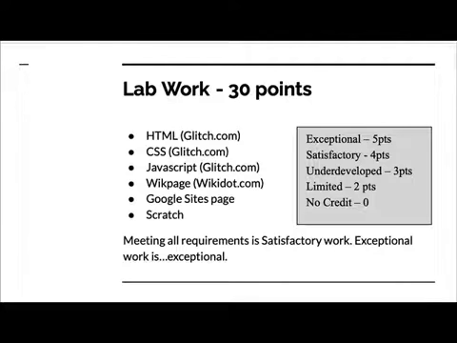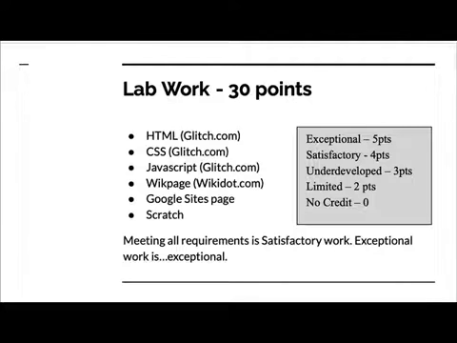I work on a 5-point scale for assessing all of the work. This goes for your discussion posts, this goes for your papers that you'll be writing, and all of your lab work. So it basically starts with 0 for no credit, limited is 2 points, something underdeveloped is 3 points. Satisfactory work is 4 points. Remember, if you meet all the requirements, you do everything that was asked, you do it right, that's satisfactory work. It means it's the typical work that you expect a graduate student to do, which is satisfactory. Exceptional work, well, exceptional work is exceptional.